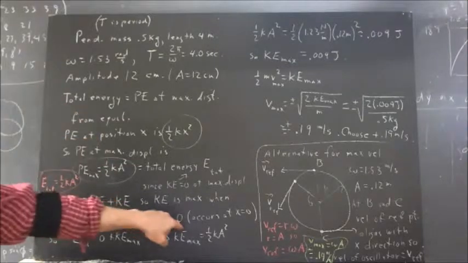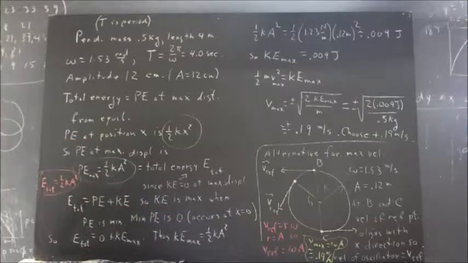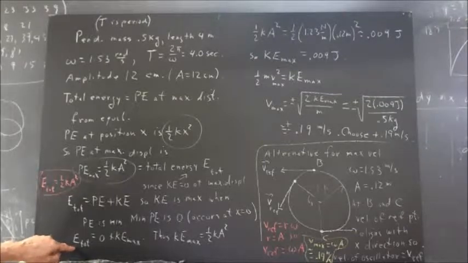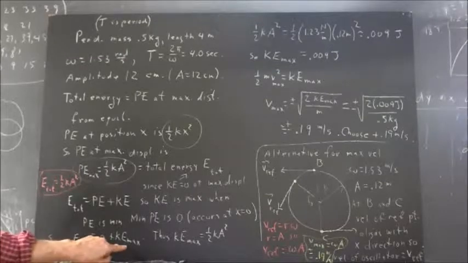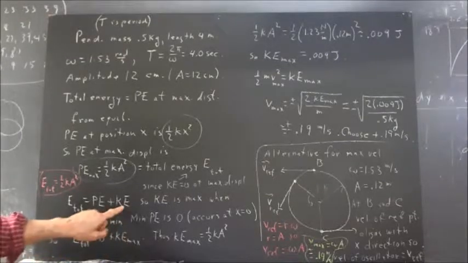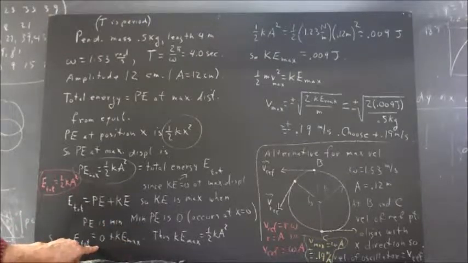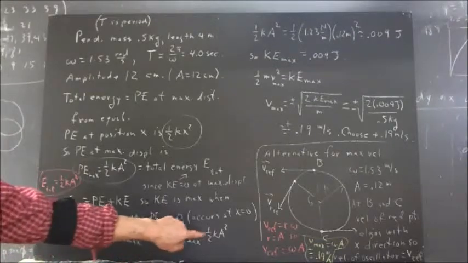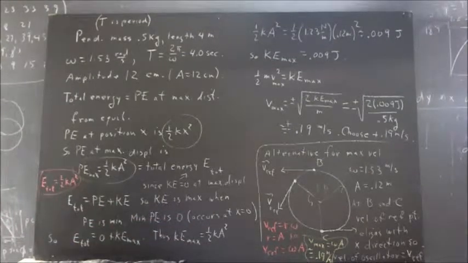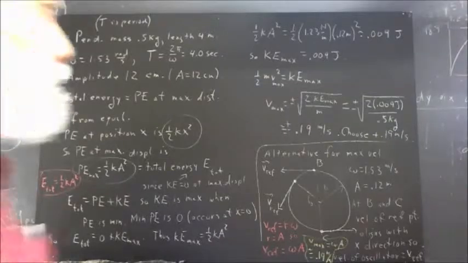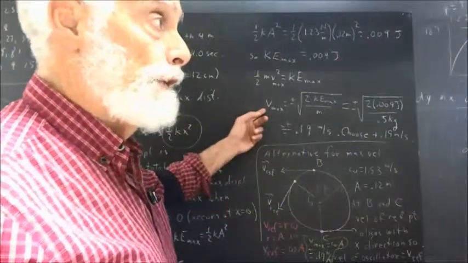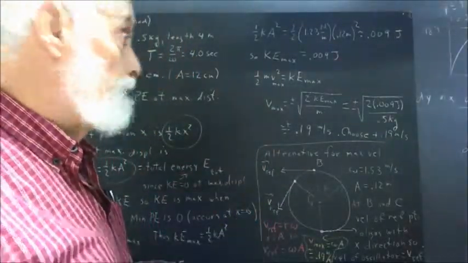So again, minimum potential energy is 0, and that occurs when x equals 0, so that total energy is 0 plus maximum kinetic energy. In other words, you're going to get your maximum kinetic energy when your potential energy is at its minimum, which is 0. It follows that your maximum kinetic energy is 1/2 kA squared. Now our goal is to calculate the maximum velocity of this oscillator, of this pendulum.